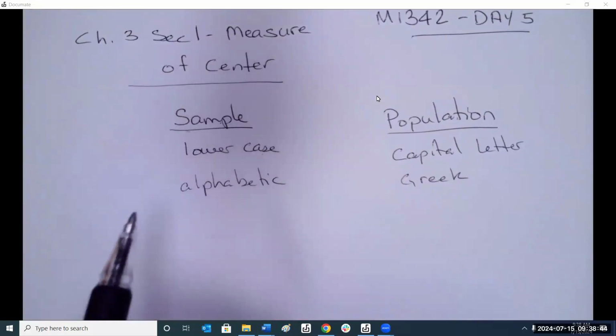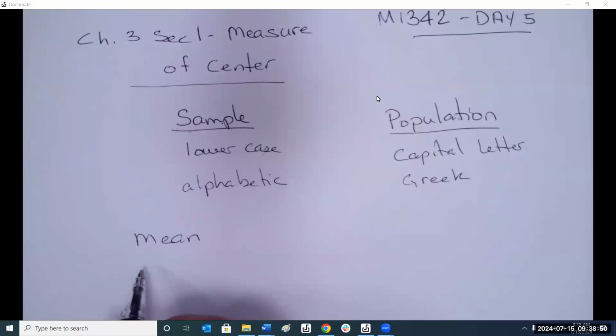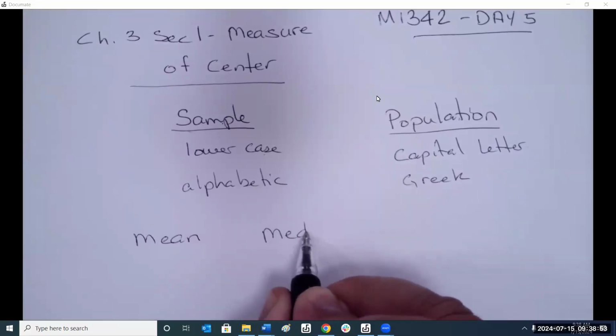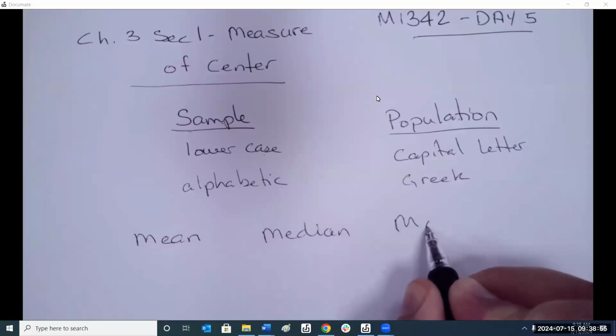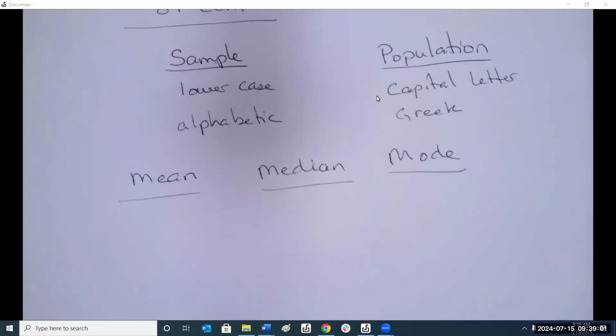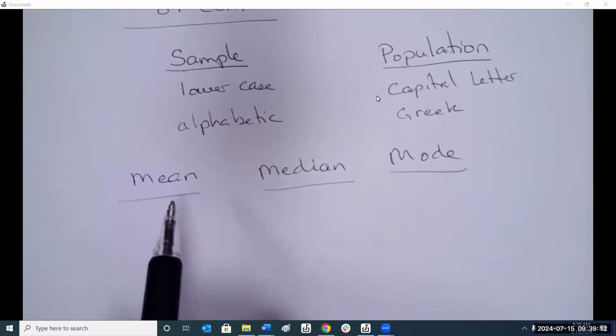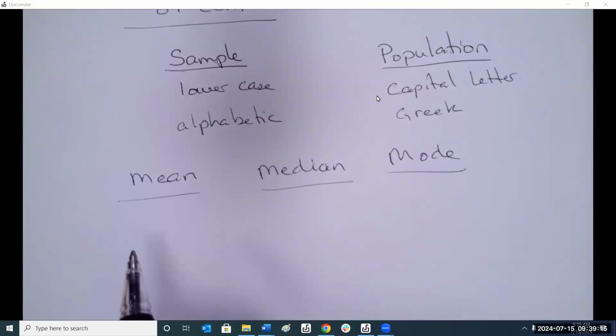So when we talk about measures of center, what we're talking about there are the mean, the median, and the mode, because each one of those three deals with something relative to the center of the data. The first one, mean, even though we describe it as an average, it's not really an average. It's going to be clear in a little bit.